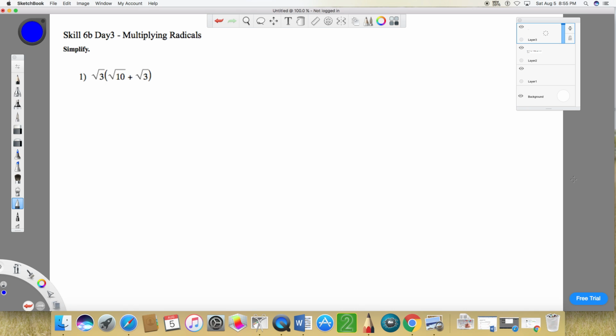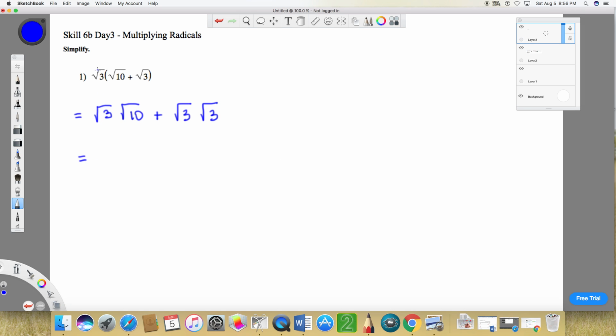on multiplying radicals. So if we take a look here at number one, we have two factors. The first factor is the square root of 3. The second factor is the binomial. And when you have multiplication, multiplication distributes over addition. So we take the square root of 3 and we multiply it times the first term. And then it jumps over the addition, and the square root of 3 multiplies that second term, the square root of 3.